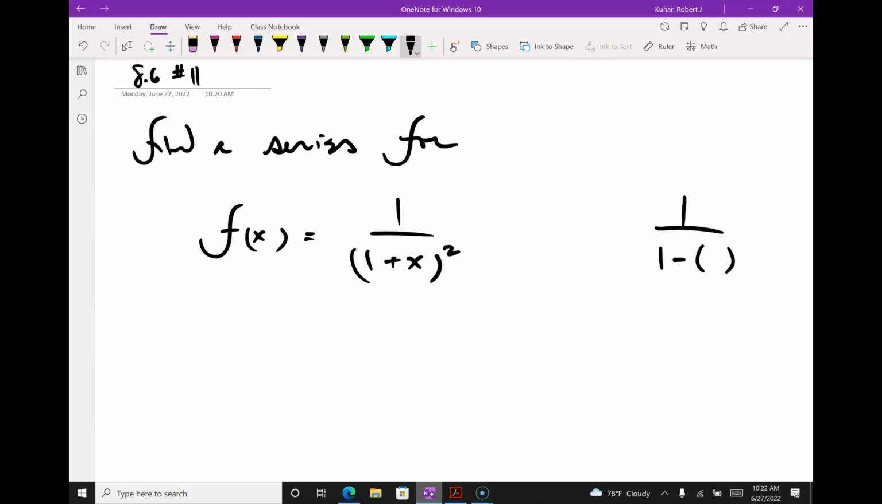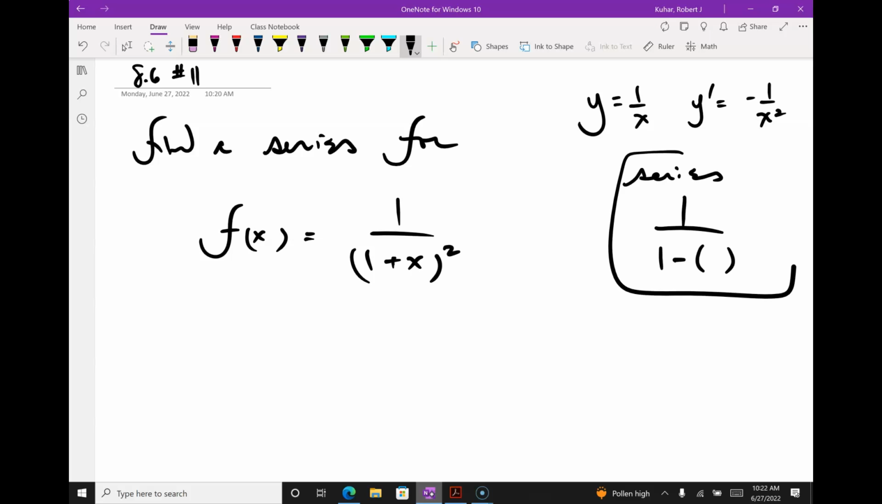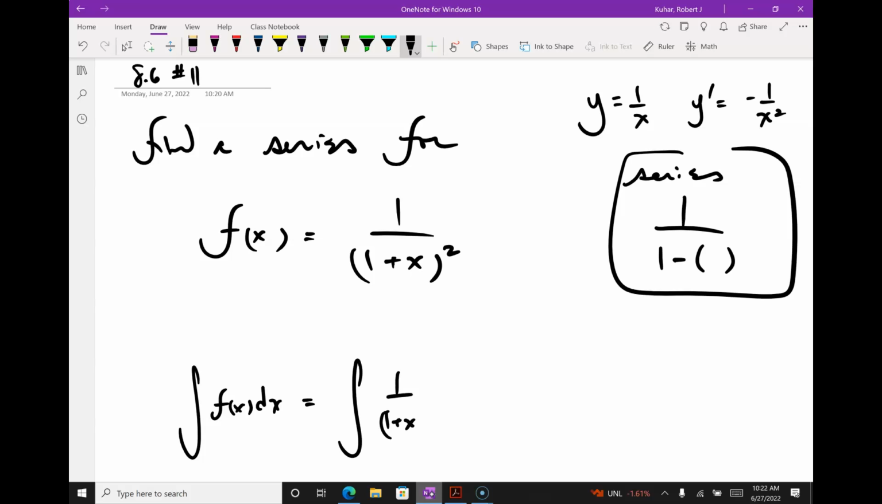And so you're supposed to recognize here that if y equals 1 over x, y prime is minus 1 over x squared. So it looks like perhaps we have a derivative of the function that we can turn into our series, right? So it looks like I might want to integrate this thing. So the integral of f of x is the integral of 1 over 1 plus x quantity squared, right?